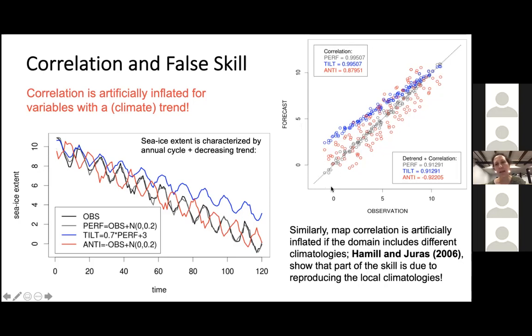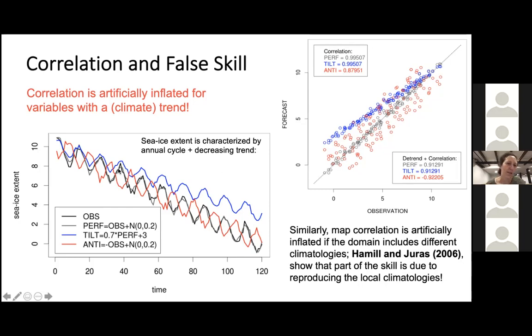Because there is a trend, the trend essentially dominates the signal. So you see that even if it's anti-correlated, my correlation is still quite high, 0.87, almost 0.88, okay? So this wouldn't be a bad correlation, but it is a completely unphysical forecast. If I take away the trend, then it will be anti-correlated. It will be minus 0.92.